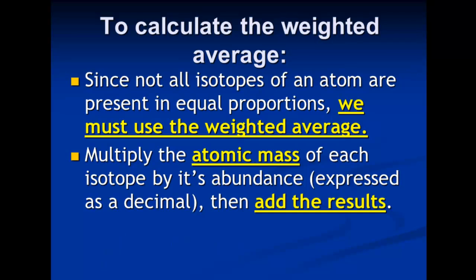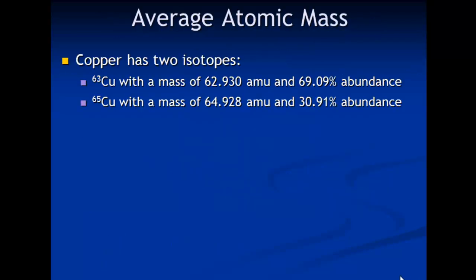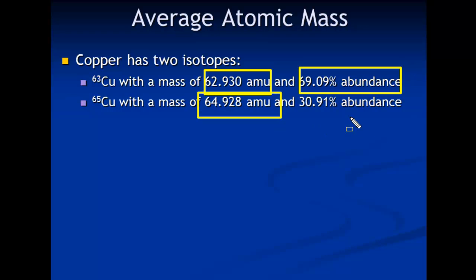So, copper has 2 isotopes. Copper 63 with a mass of 62.930 atomic mass units, and it has about a 69% abundance. And then we've got copper 65 with a mass of 64.928 atomic mass units, and then about a 31% abundance. So that's the information that we're going to use.